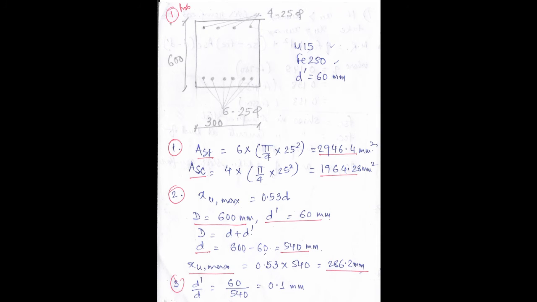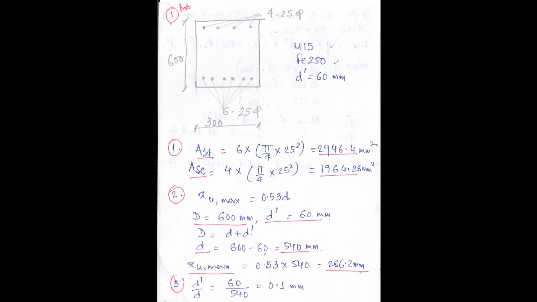Okay. So now we can find out the value of XU max. XU max equal to 0.53 multiplied by 540. So that gives out to be 286.2 millimeter. So step number 2 is done. Next is step number 3.